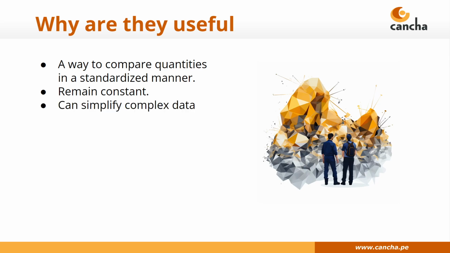It can simplify complex data. So if you're just looking at a whole bunch of different numbers, it's difficult to really understand what you're looking at. It's hard to tell if there's outliers or whatnot. But if you've got everything reduced down to a single ratio, then you can see on a single one-dimensional space how things are.